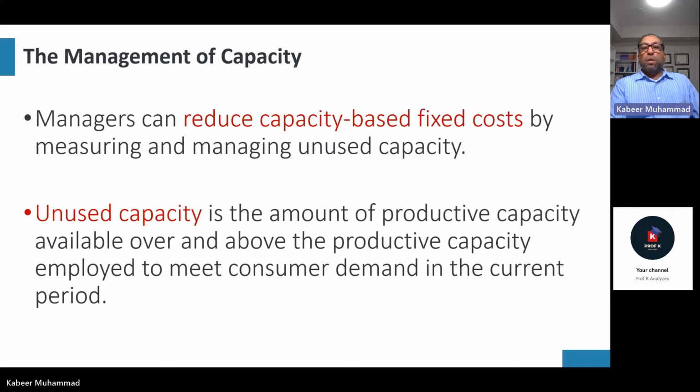The management of capacity is also important, because we just discussed fixed cost with adequate capacity and with inadequate capacity. Managers can reduce capacity-based fixed cost by measuring and managing unused capacity. Unused capacity is the amount of productive capacity available over and above the productive capacity employed to meet customers' demand in the current period.